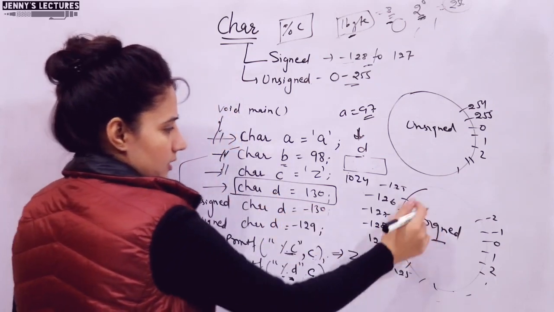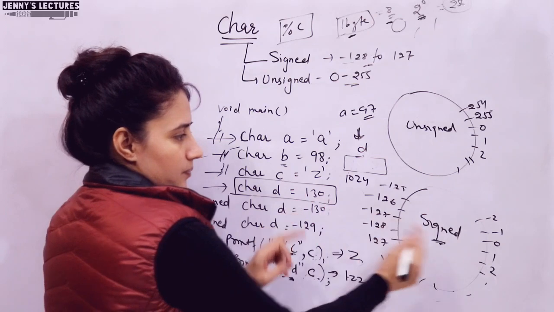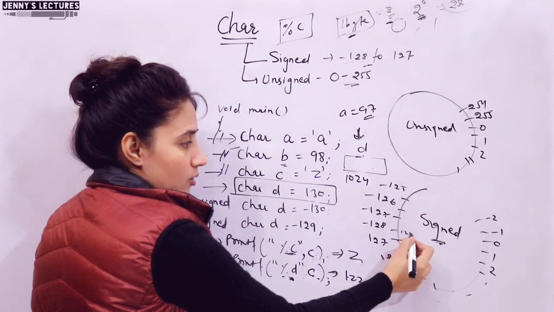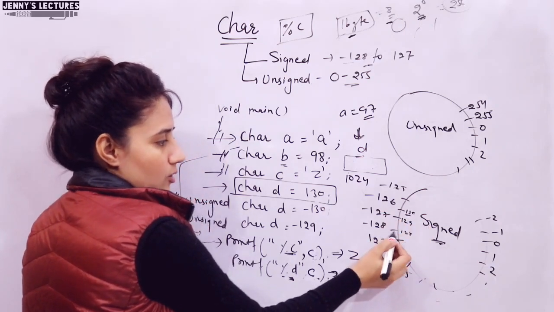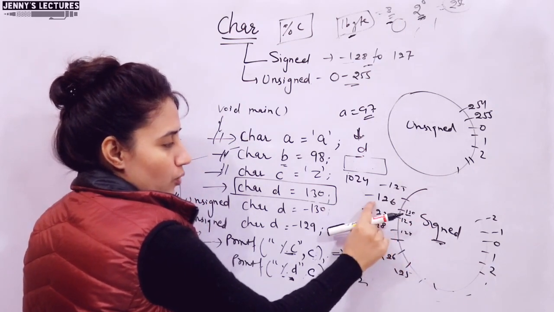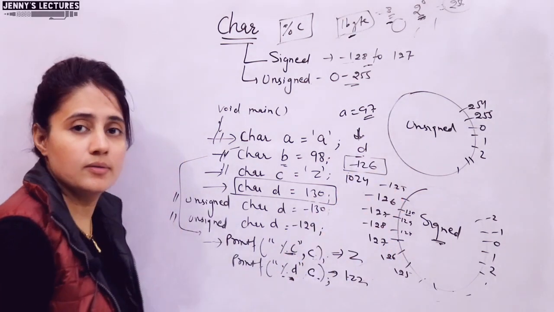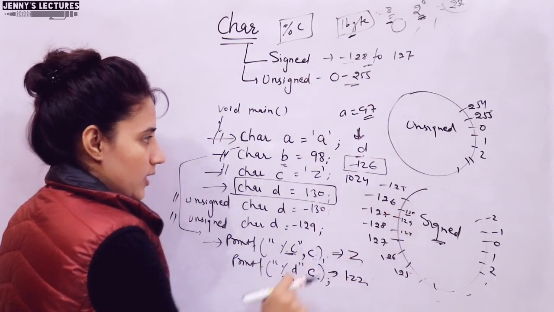Now see the signed circle, because it is signed char, where you have 130: 0 to 127, 128, 129, 130. Corresponding to 130, the value is minus 126. So that value, minus 126, would be stored here corresponding to this 130.